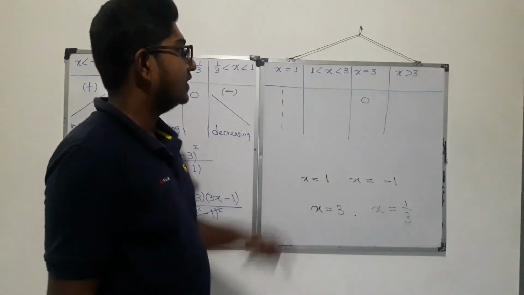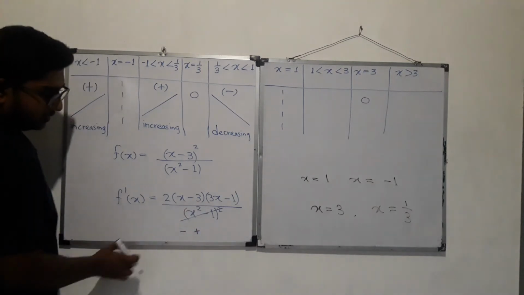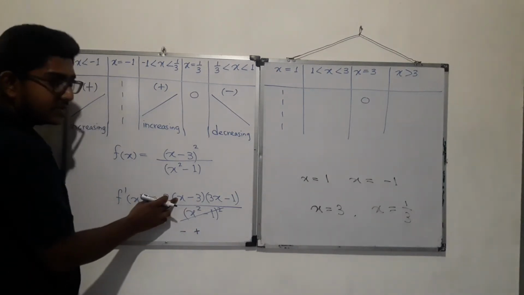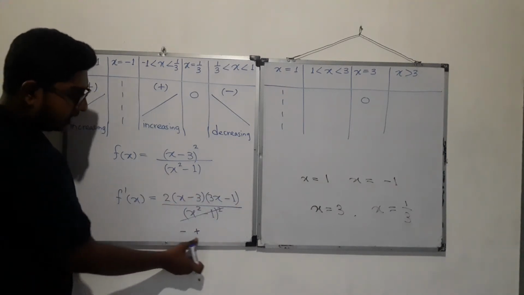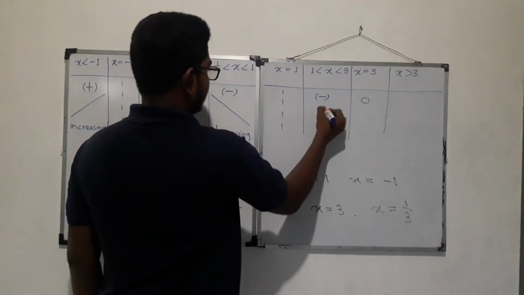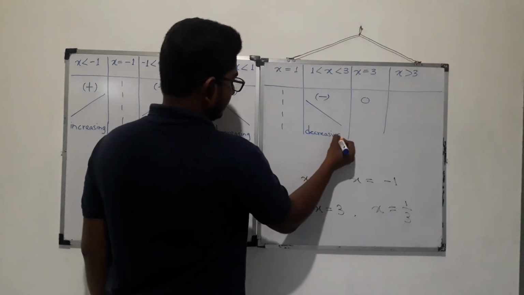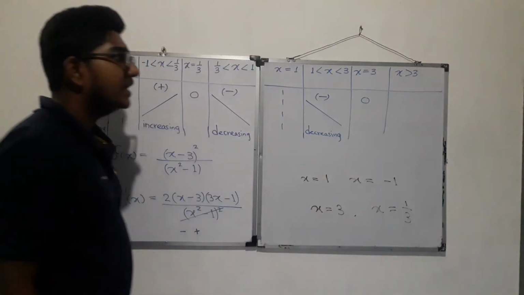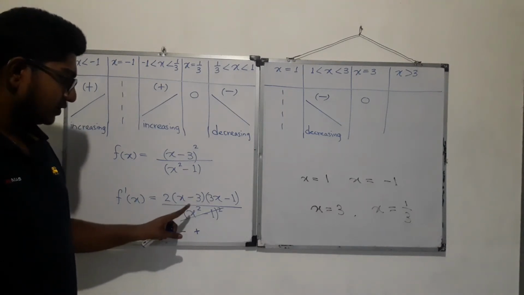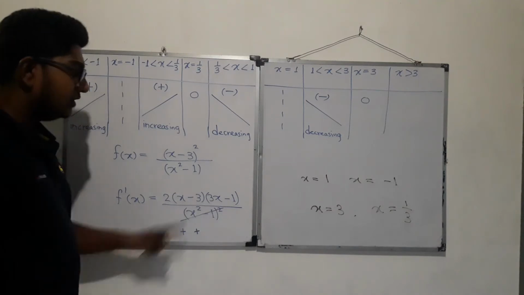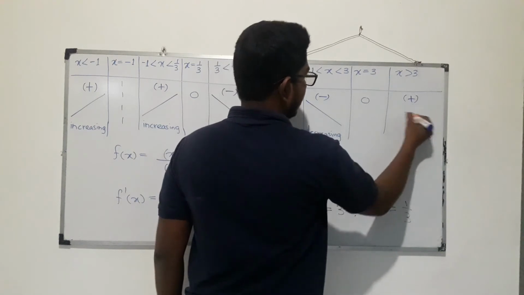From this range, we can take x as 2. So when I substitute x equal to 2, this bracket gives you minus 1, it is minus. 3 times 2 is 6, 6 minus 1 is plus. So minus into plus, it is minus. So this is decreasing pattern. In this range, x greater than 3, so I can substitute x equal 5. 5 minus 3 positive, 3 into 5, 15. 15 minus 1, that is also positive. Plus into plus will give you plus. Increasing.